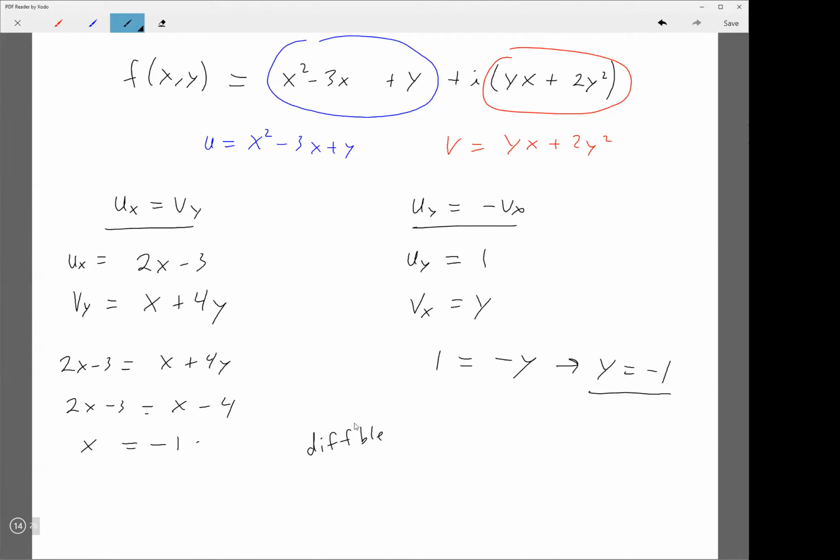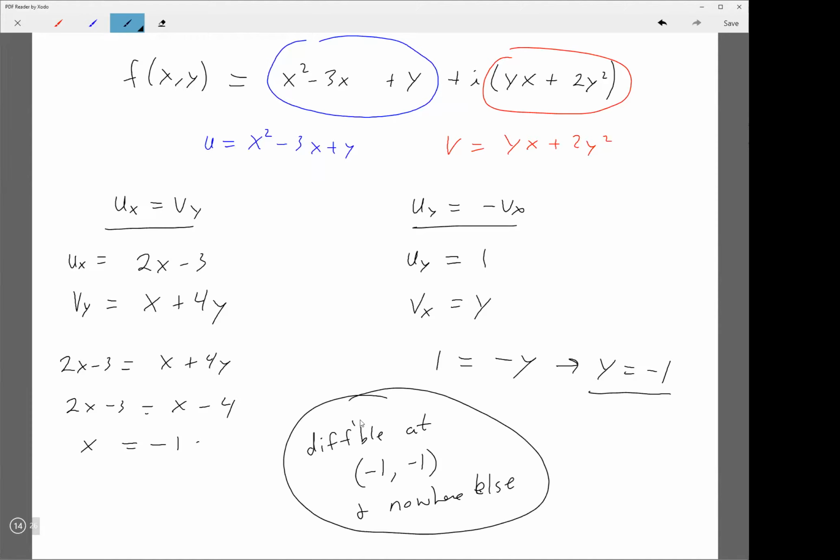So this function that we have is differentiable at the point (-1, -1), and nowhere else. So it's only differentiable at that point. And because it's differentiable only at that point, it's not differentiable in any neighborhood of the point. So it's holomorphic nowhere.